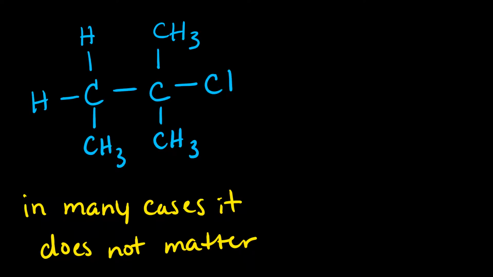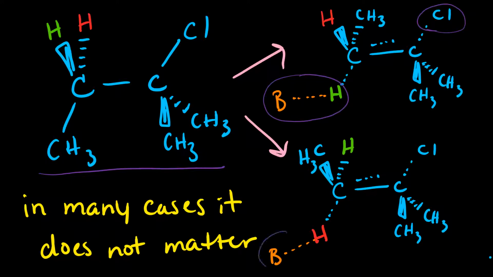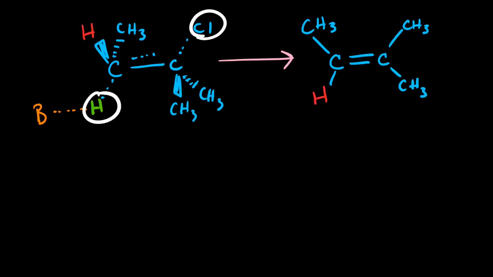So let's look at this substrate, for example. If we look at the substrate on the previous slide as a perspective drawing, you can see that we could potentially get the base and the leaving group to be in an anti-periplanar geometry two different ways. If the base removes the green proton, you see that you end up getting a product that looks like this. And let's talk a little bit about how we orient these groups.